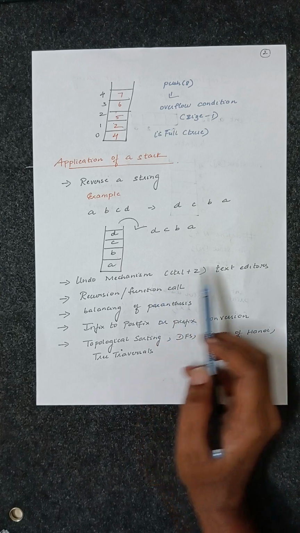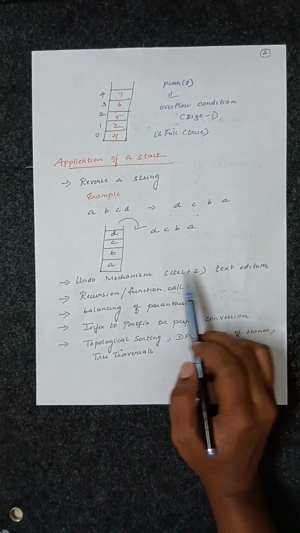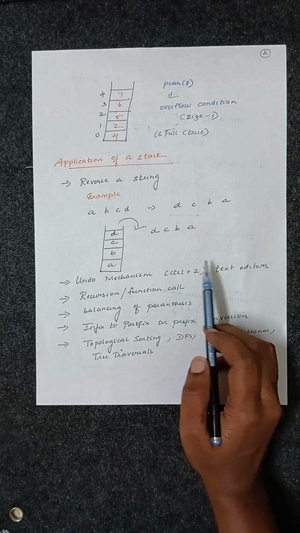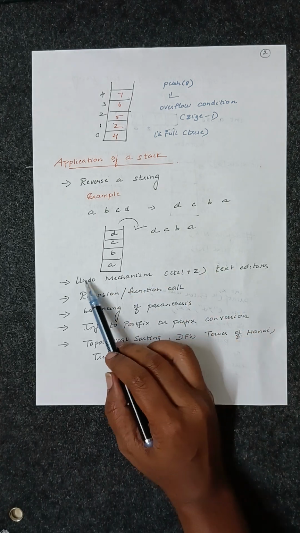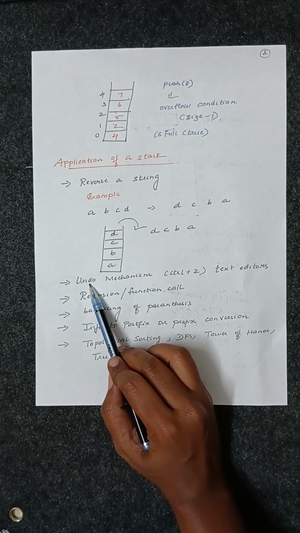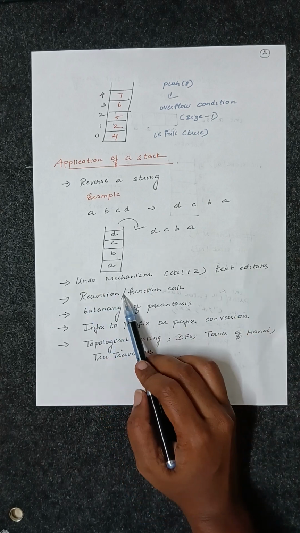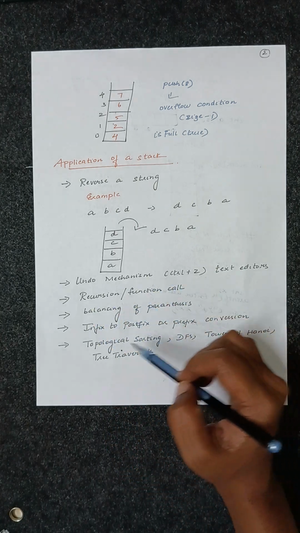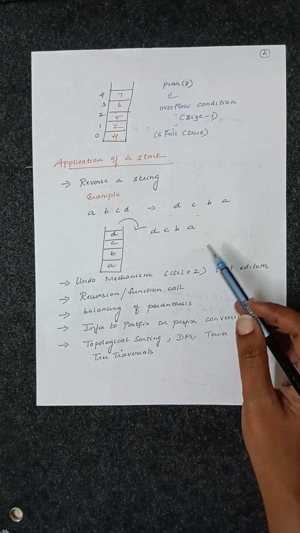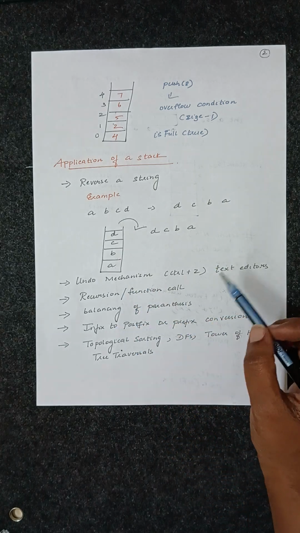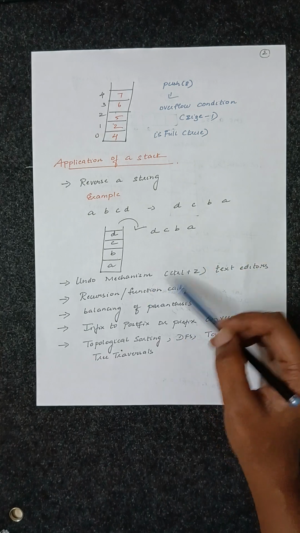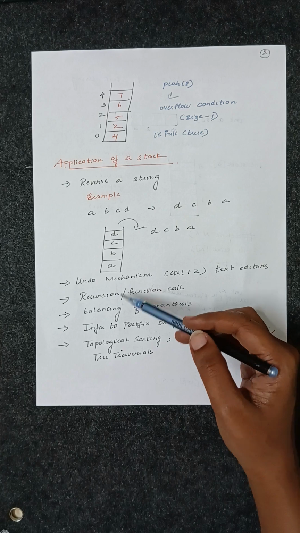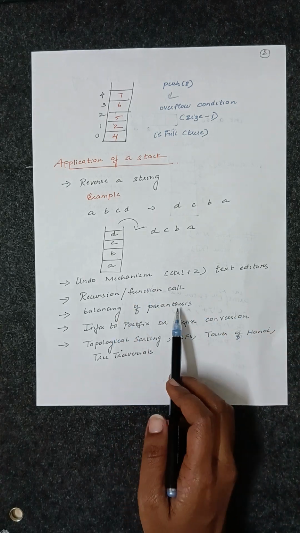Then the undo mechanism. In text editors, when you perform undo, Control plus Z, whatever you have done recently, that only will be removed, right? Changes will be undone when you perform the undo mechanism, which is implemented using stack. Next is recursion or function calls. What is recursion? The function will call itself again. So the function calls can be stored in the stack. When you use a recursive function, it will take from the stack and you can call the function repeatedly.